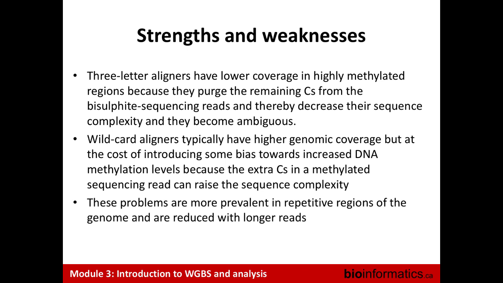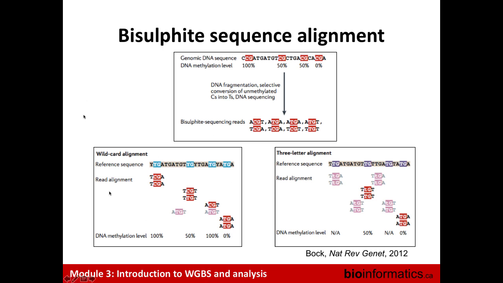Three-letter aligners have lower coverage in highly methylated regions, because in these regions all of those C's become T's, and so you end up, in some cases, losing reads. But as the reads get longer, that problem goes away. Wildcard aligners typically have higher genomic coverage, but at a cost of introducing some bias towards increased DNA methylation. It's not super important, but hopefully it gives you a sense of what's happening. Typically there's a slight preference for the three-letter alignment because it's a bit more conservative, and if you have longer reads, it tends to work well.